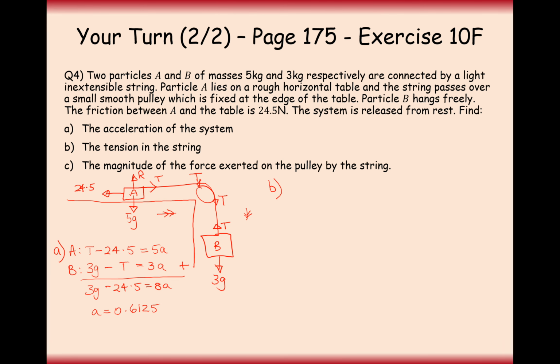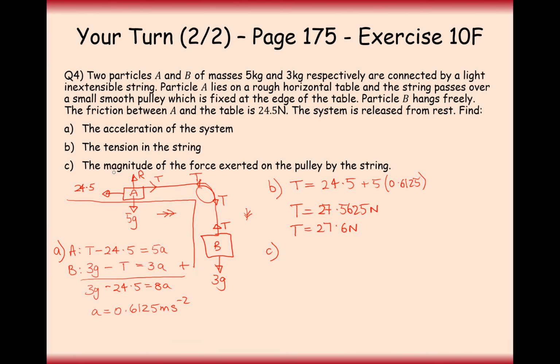The answer to part A is going to be meters per second squared. The answer to part B is going to be T equals 24.5. So I'm taking equation A here and adding on 5 lots of 0.6125. So my tension here is going to be 5 times answer, add 24.5 is equal to 27.5625 newtons. I'll probably round this off to 27.6 newtons.